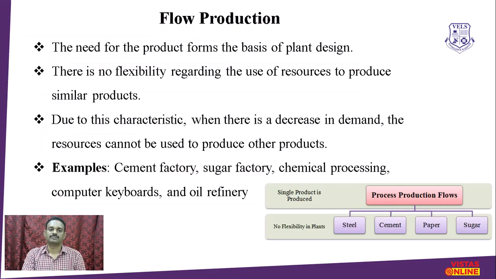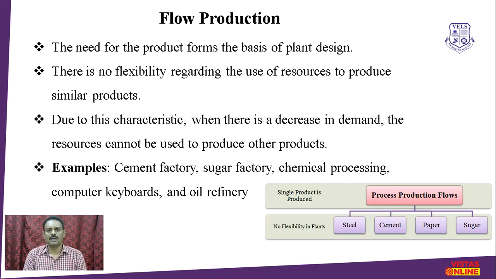Flow production. The second subdivision of the continuous production system is flow production. The need for the product forms the basis of plant design, and there is no flexibility regarding the use of resources to produce similar products. Due to the characteristics of the product, when there is a decrease in demand, the resources cannot be used to produce other products. Examples of flow production are cement factories, sugar factories, chemical processing companies, and oil refinery companies. So these are the companies or examples for flow production. In flow production, they are continuously producing these products.